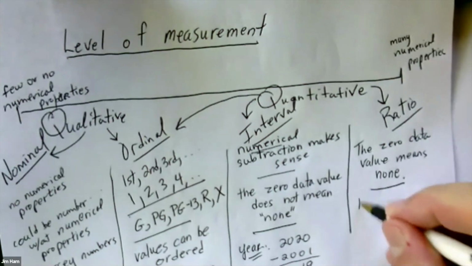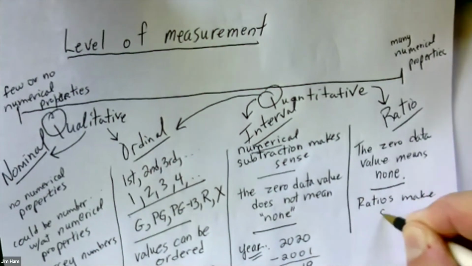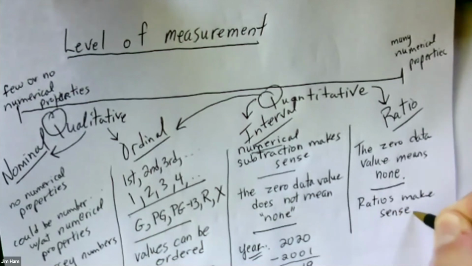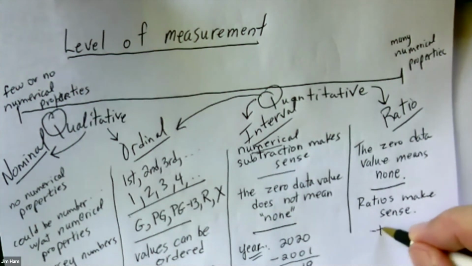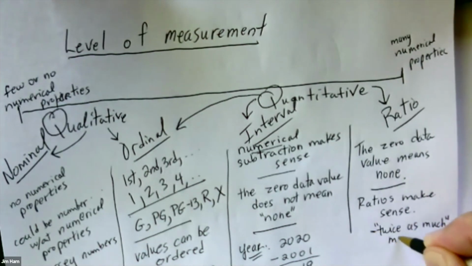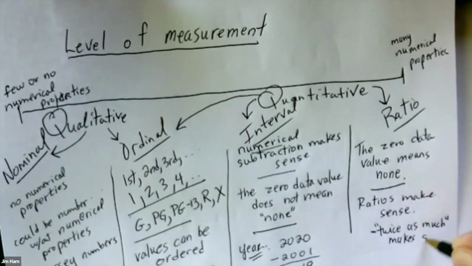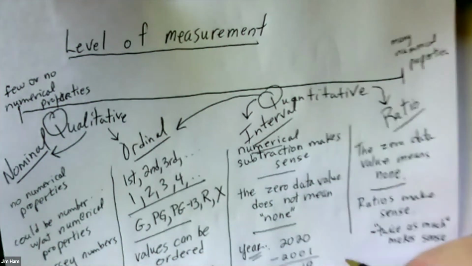The other thing is that ratios make sense. And when you think about ratios making sense, ask yourself the question, can I say twice as much and have it have meaning in this case? Twice as much makes sense. It didn't make sense with our temperature example, but it's going to make sense here.